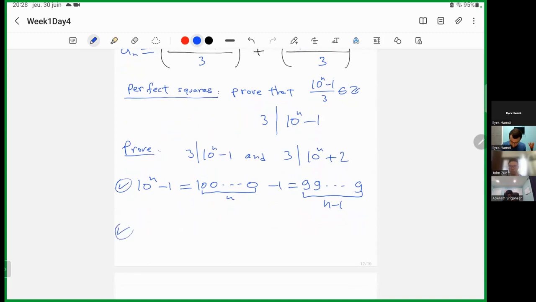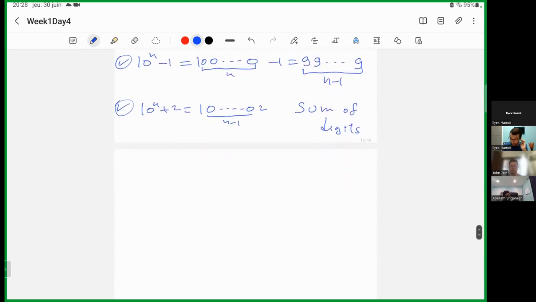And then for the second one, 10 to the n plus 2, that's a 1 at the beginning and a 2 at the end. And I have n minus 1 zeros, but again, the number of zeros doesn't change anything because the sum of digits is 3. So just look at the sum of digits. Here it's 3. Here it's a sum of 9s. So divisible by 3. We're good to go. Cool.